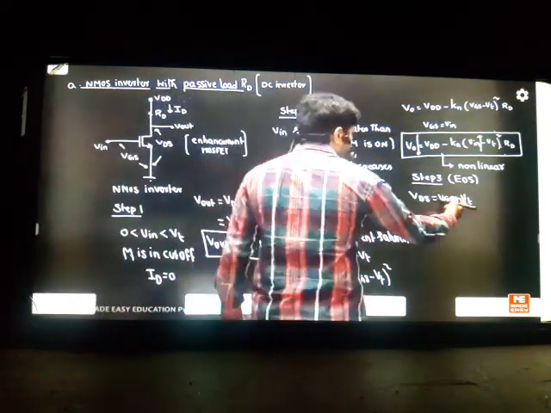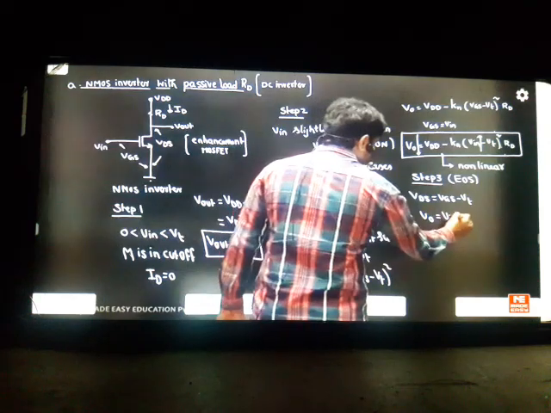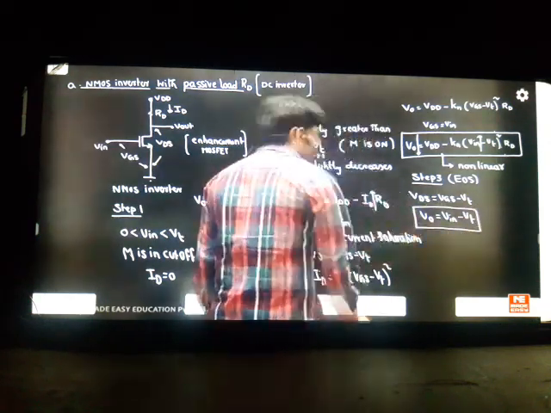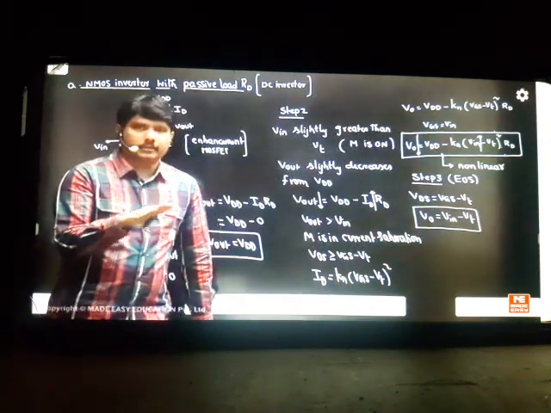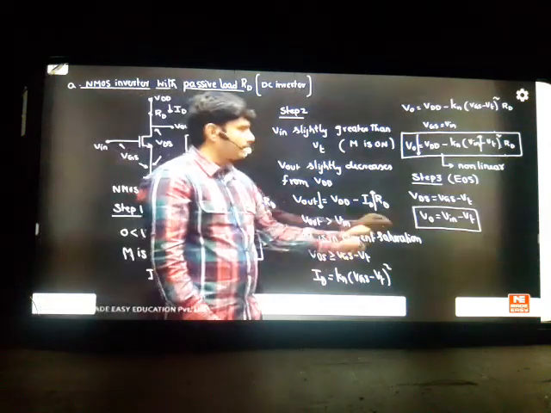It looks like one separate straight line: V out is equal to VIN minus VT. So we are getting one separate line in the graph. This is called a boundary line. From current saturation to triode you are moving across the boundary line. So we take it as the EOS condition.